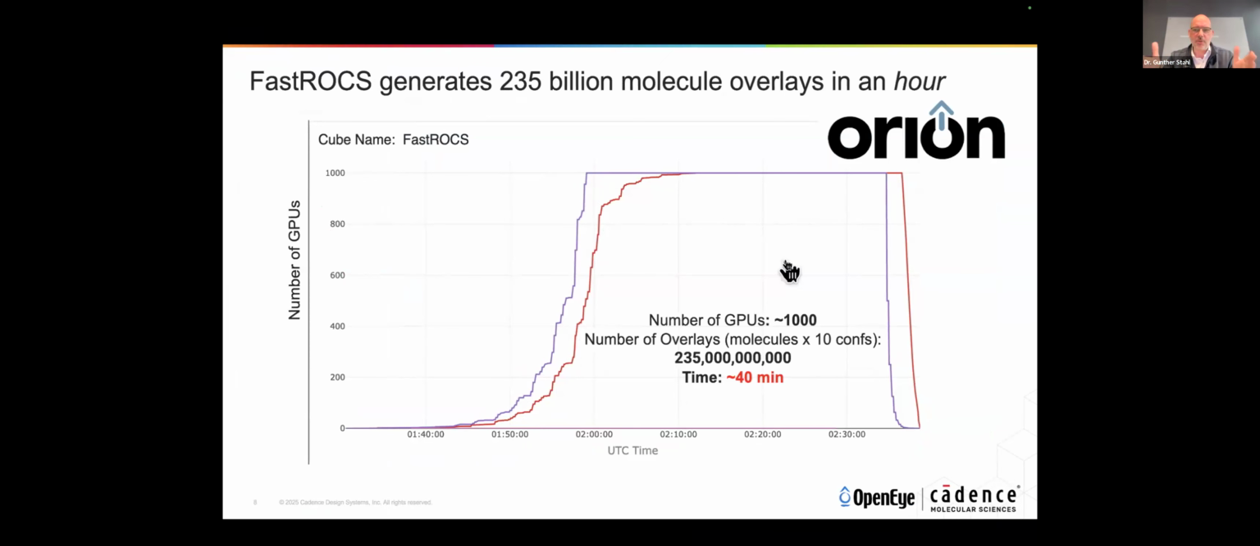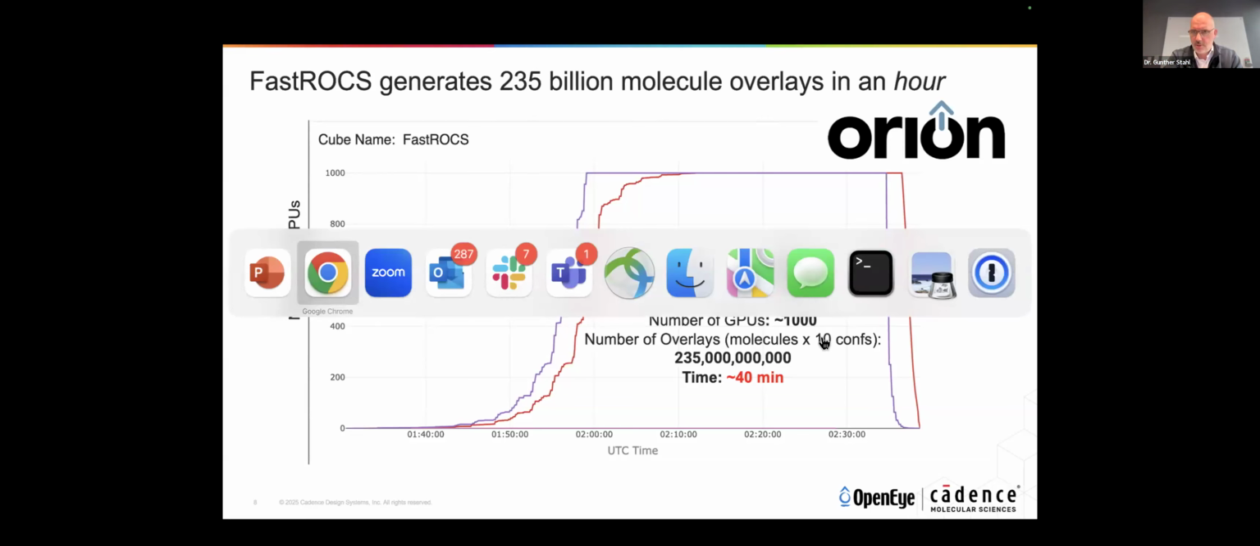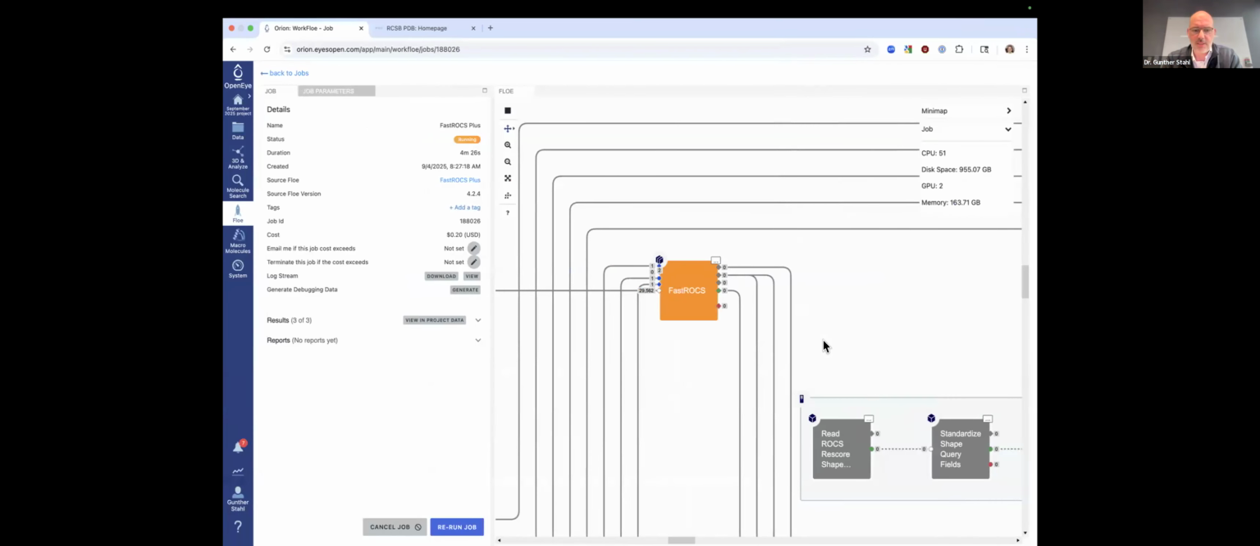That gets 223 billion molecules compared. That's 235 billion overlays because we have 10 conformers per molecule, so flexibility is taken into account. So 235 billion molecule comparisons in about 40 minutes. The flow as a whole runs a little bit longer because after that we do the docking of the best molecules. It costs in this environment altogether about $300 to do the searching plus docking and get me the results.